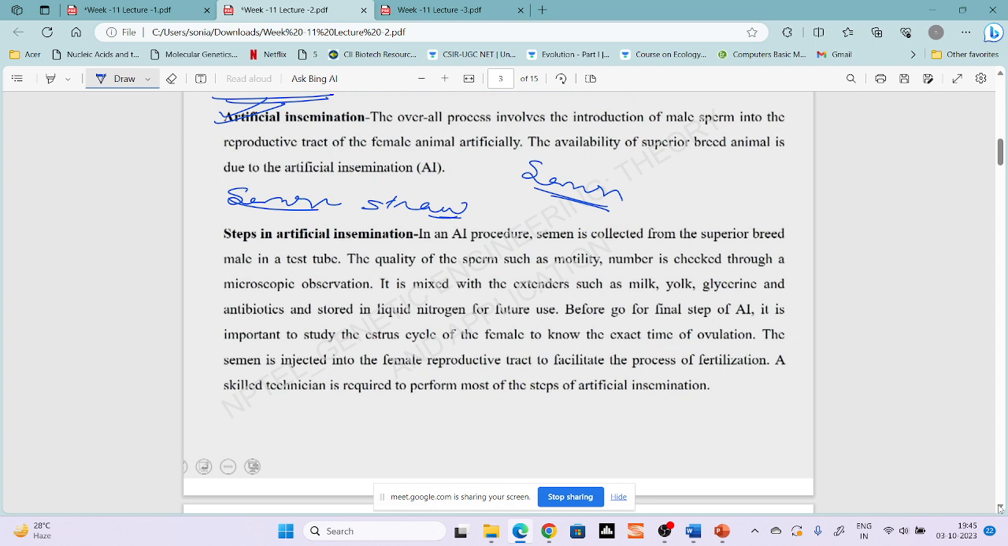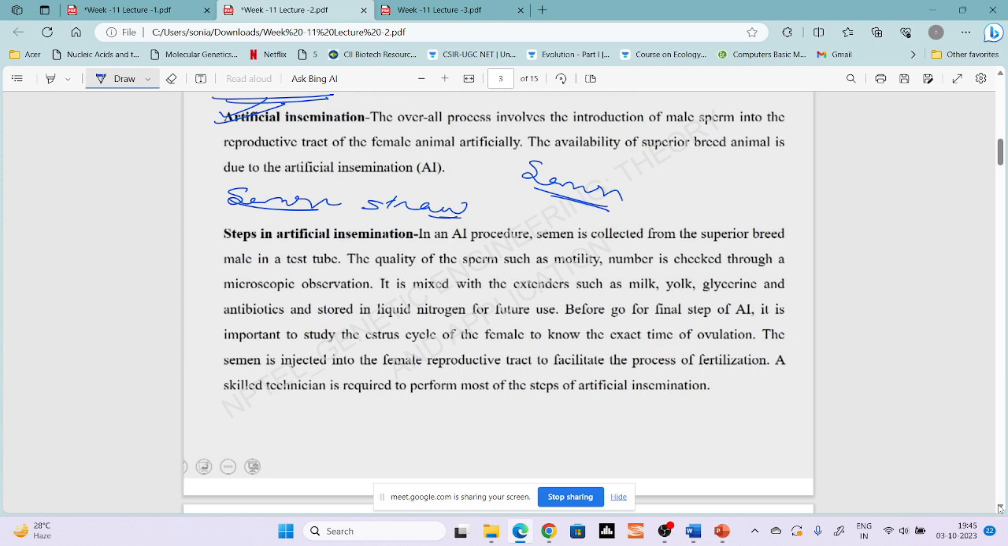And then, when you are taking semen for artificial insemination, for creating your semen straw, it is not just the raw semen. It is mixed with some other things such as milk, yolk, glycerin, etc. And then very important, it's actually very important.